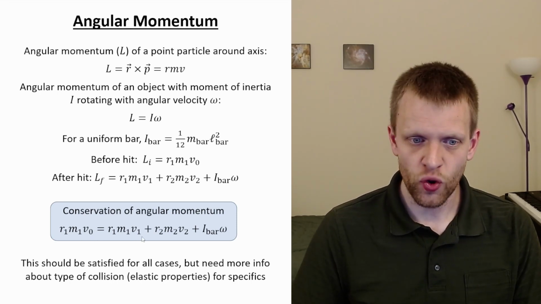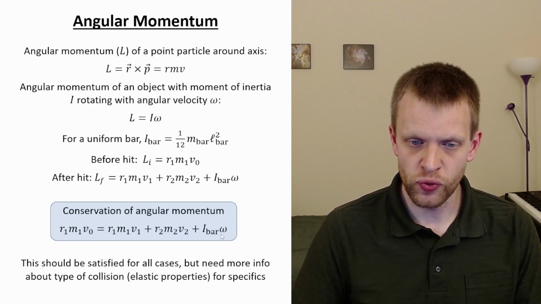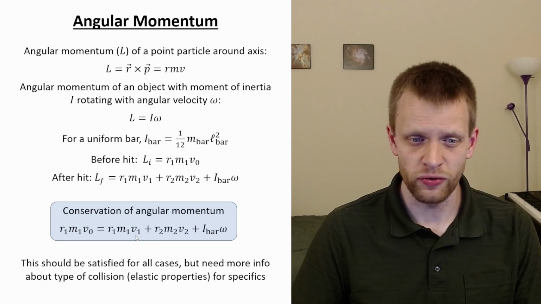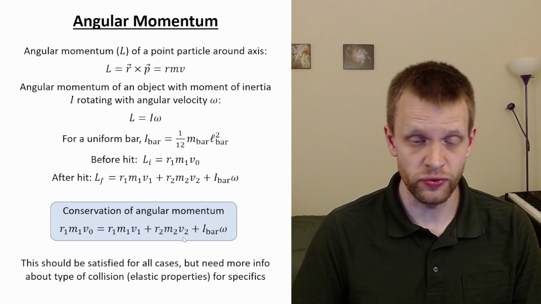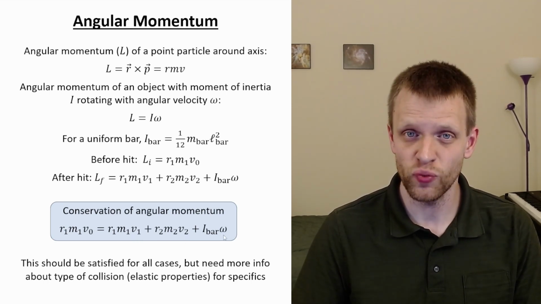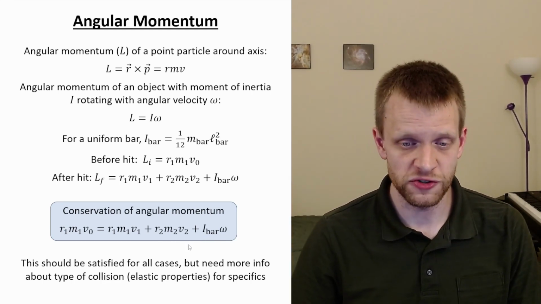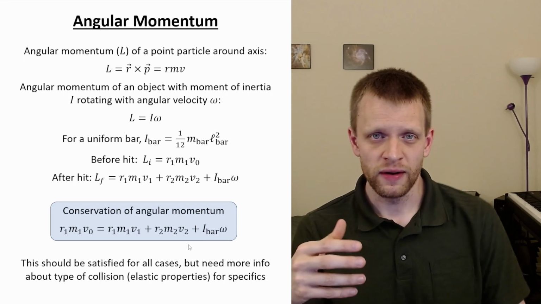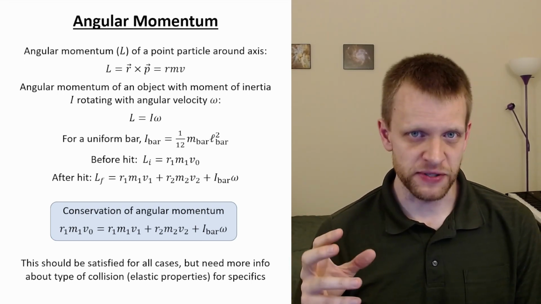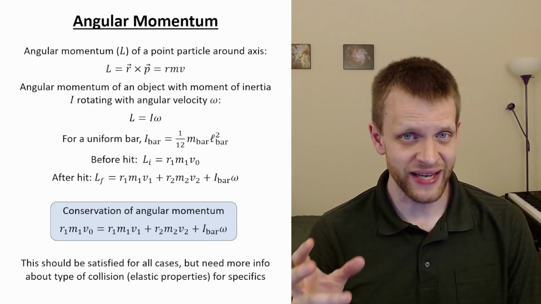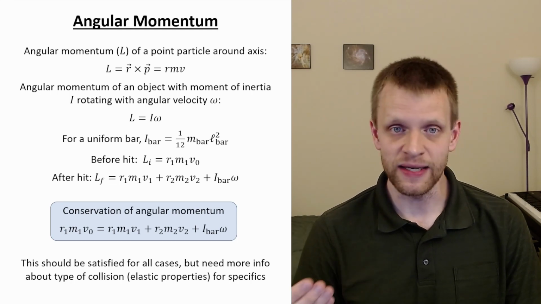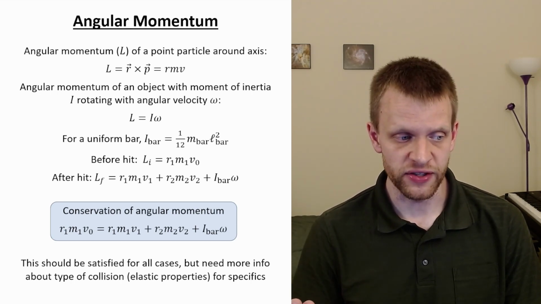But we've got one equation with three unknowns. We don't know what the final velocity of object 1 is, we don't know the final velocity of object 2, and we don't know the angular velocity of that bar afterwards. So if I want to be able to make specific predictions for specific cases, we need a little bit more information in order to get this to work.